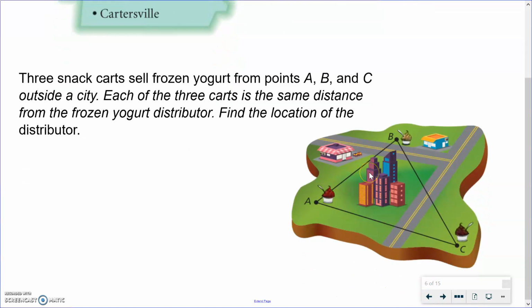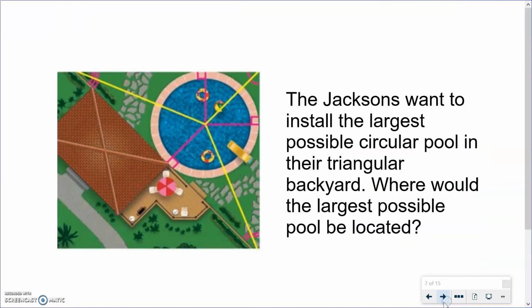If I was looking at this next one, there's 3 snack carts, and each of the 3 carts is the same distance from the frozen yogurt distributor. Find the location of the distributor, okay? So these are also the vertices, and we want something that's the same distance inside of that triangle from all 3 vertices. We're still going to use the circumcenter for that again.